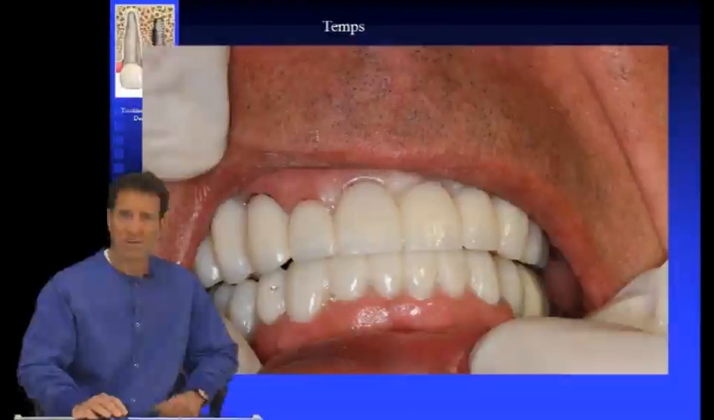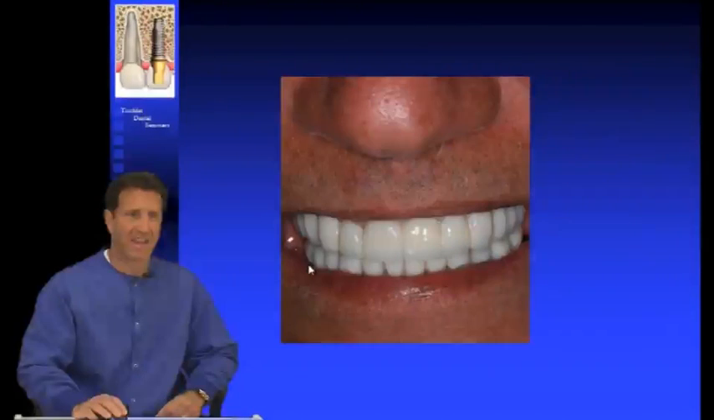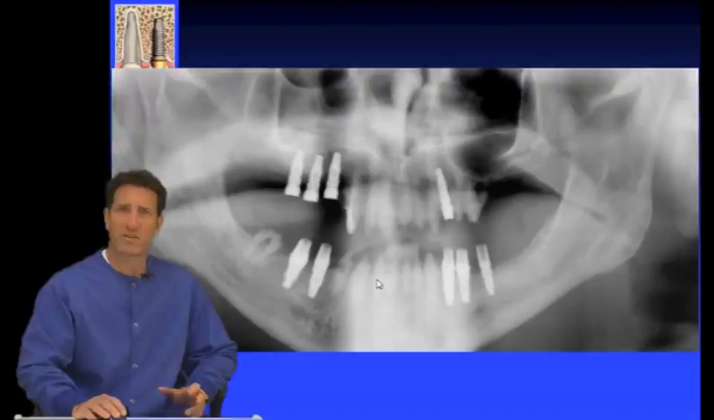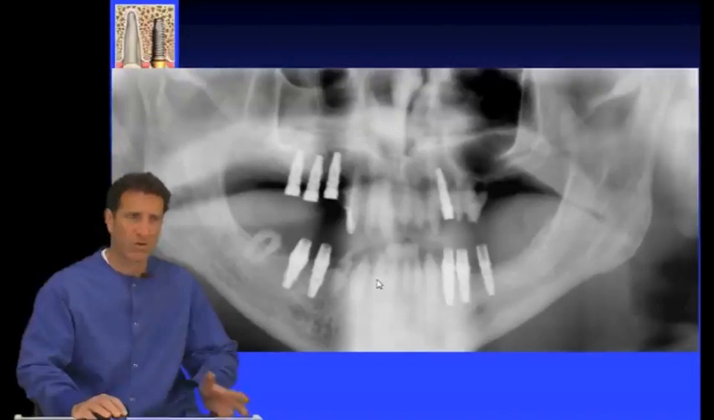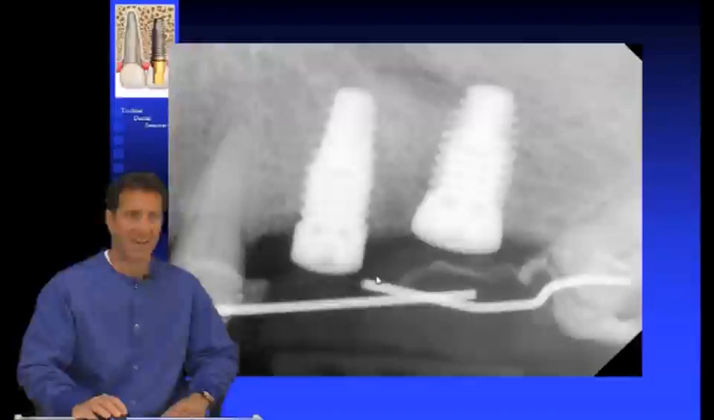Here's how the provisionals looked. So right away we have a pretty substantial improvement in aesthetics. And I'll then go in and place my implants. So I've ascertained the correct vertical dimension. Now I'm going to rebuild the edentulous areas with implants or the bone to place the implants in order to meet that vertical dimension and aesthetics.